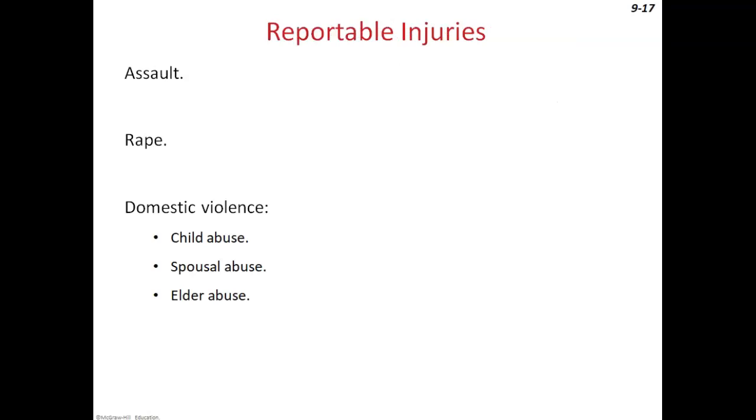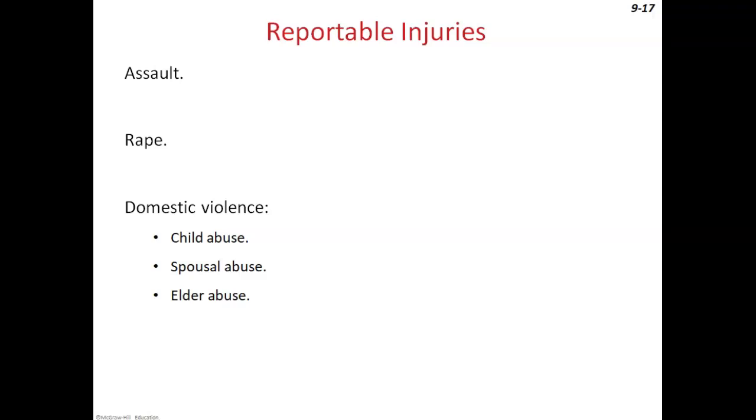Injuries that must be reported by healthcare are things like assault, rape, and domestic violence, which includes child abuse, spousal abuse, or elder abuse. The Child Abuse Prevention and Treatment Act that was passed in 1974 requires doctors to report cases of child abuse or suspected child abuse. Most states also require reporting elder abuse or suspected elder abuse as well.